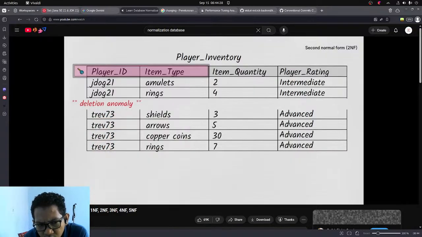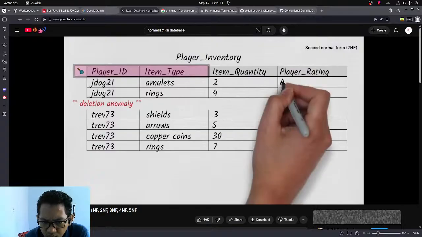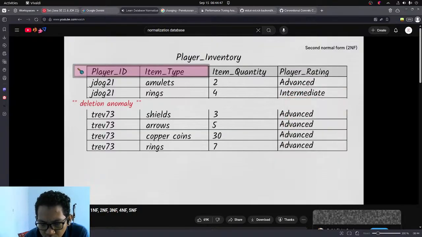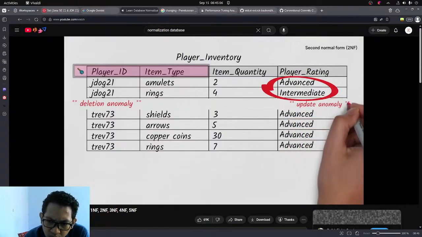And that's not all. Suppose JDog21 improves his rating from intermediate to advanced. To capture his new advanced rating in the player inventory table, we run an update on his 2 records. But let's imagine the update goes wrong. By accident, only one of JDog21's records gets updated and the other record gets left alone. Now the data looks like this. As far as the database is concerned, JDog21 is somehow both intermediate and advanced at the same time. Our table design has left the door open for this type of logical inconsistency. This problem is called an update anomaly.